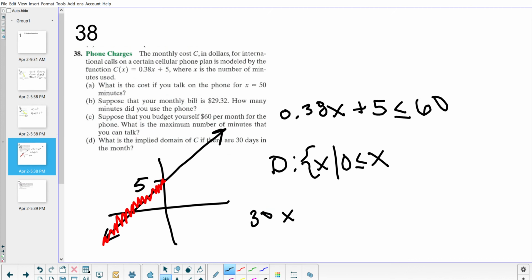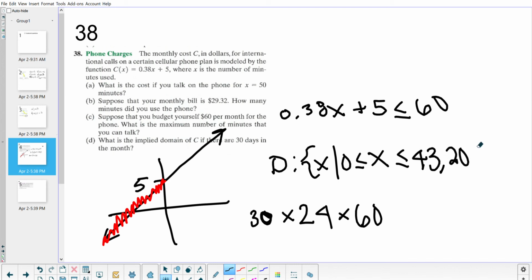So that's 30 times 24 hours in each of those days, and in each of those hours there are 60 minutes. So 30 times 24 times 60 is 43,200 minutes. I'm going to include it because technically it's possible, but I don't think anybody has ever talked for that long on the phone. That's the implied domain for the context of this problem. Obviously this is not drawn to scale, but there would be some portion that you would also cross off in this graph.